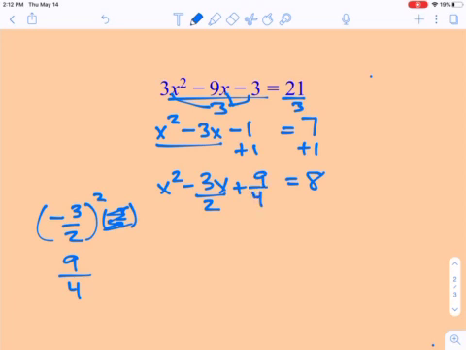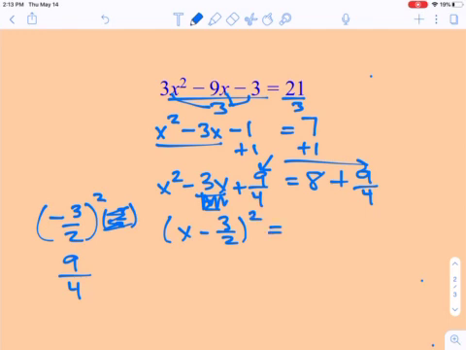And you might be thinking, oh God, are these all going to be this ugly? And some of them are and some aren't. So I'm going to add 9/4 to this side, and I'm also adding it to this side because it is a balanced equation. I hope you are understanding that concept by now. And then when you write this out, in order to get this to be minus 3x, you would have x minus 3 halves quantity squared is equal to whatever 8 plus 9/4 is. Well, let's write 8 in terms of fourths. So 8 times 4 would be 32/4 plus 9/4, which will give us 41/4.